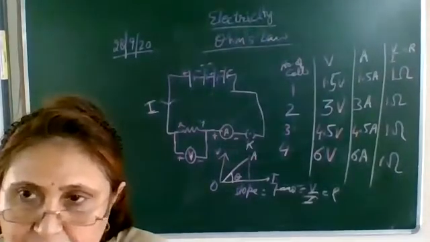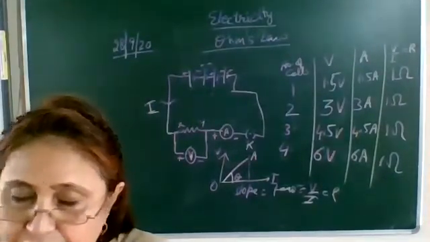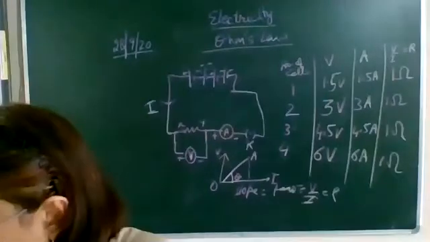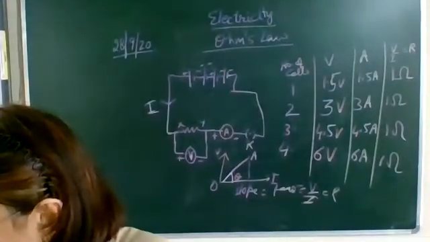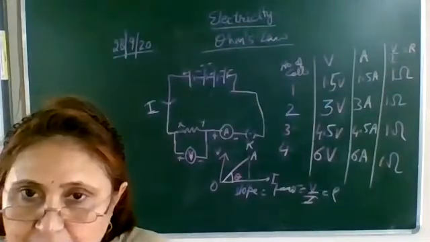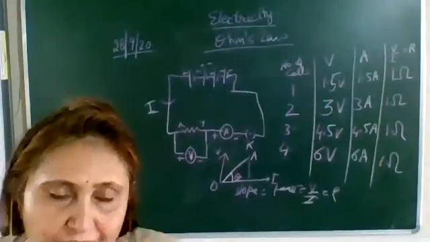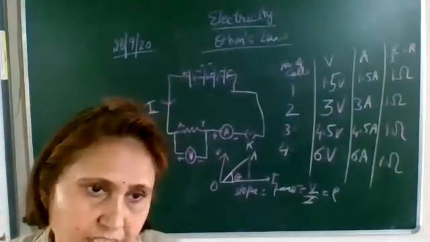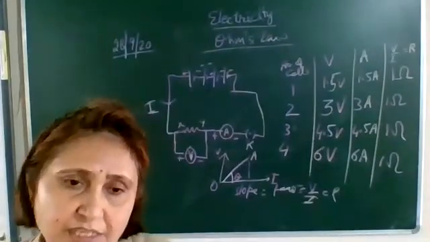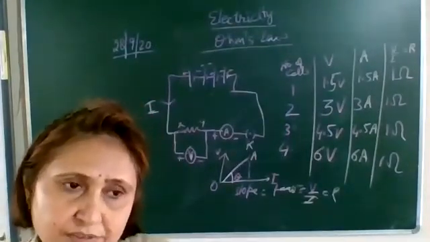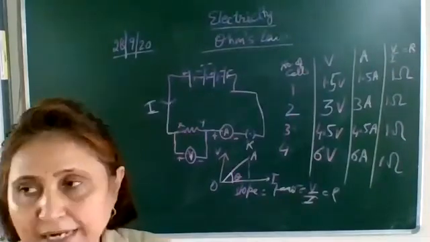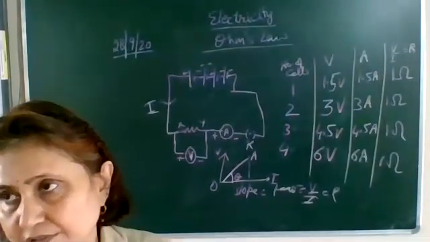If V is constant, if potential difference is constant, or if the voltage source is constant, how does the current depend on resistance? If V is constant, V is what? Potential difference or voltage source, anything. If V is constant, how does the current depend on resistance?